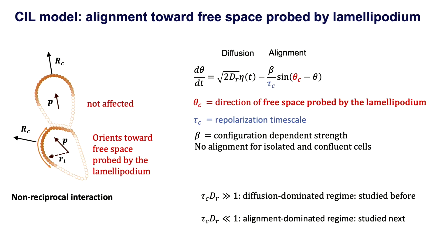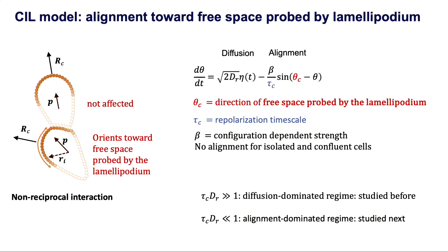Okay, so now we introduce this regime. We have essentially already studied the case in which this tau c is very, very large, so the alignment plays no role. That is the case we have seen before, just motility. And now we're going to study the other limit in which this term is dominating, and so we can compare the two regimes.